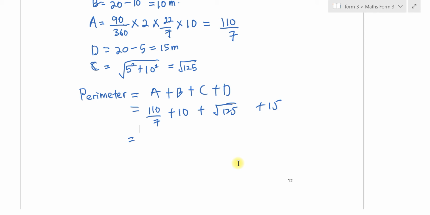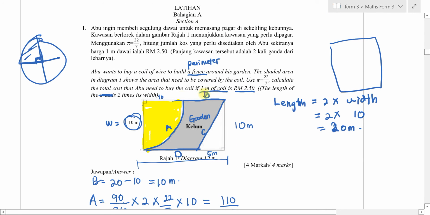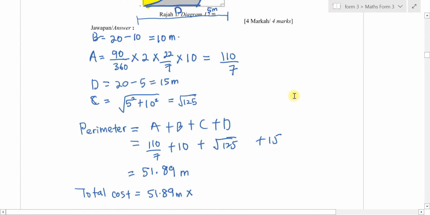So I'm getting 51 point something, right? 51.89. Yes, sir. 51.8946, it keeps coming like that. Normally you only take 2 decimal places. So 51.89 meter. But the question is not asking perimeter. The question is asking how much. So we know 1 meter is 2 ringgit 50 cent. So we just multiply. Total cost is 51.89 meter. You multiply by how much? 2 ringgit 50 sen.